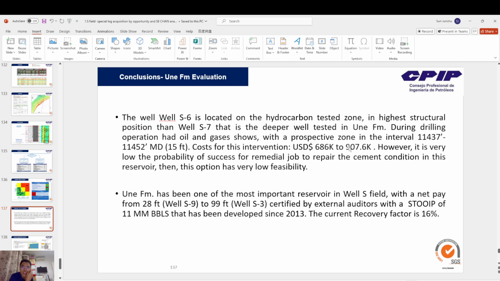Costs for this intervention range from 686,000 to 907,000 US dollars. However, the probability of success for the remedial job to repair the cement condition in this well is very low. Then this option has very low feasibility.